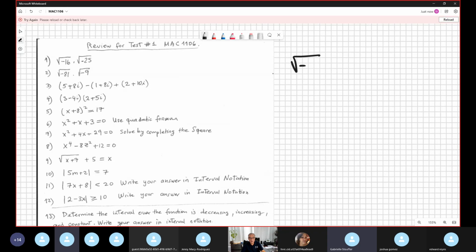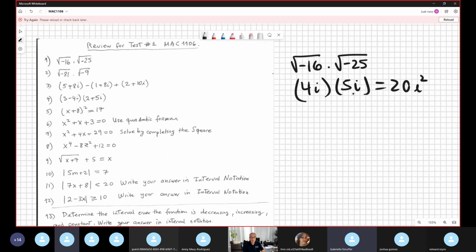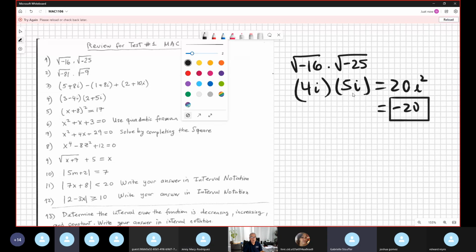Square root of negative 16 times square root of negative 25. Remember, you compute separately. If you put them together, it becomes positive, which is the wrong answer. This is 4i, and this is 5i. And this is 20i squared. Yeah, I know very well that i squared is -1, and the answer then is -20. Is it okay? Do you follow me? Yes, yes. One question in the test, you see.